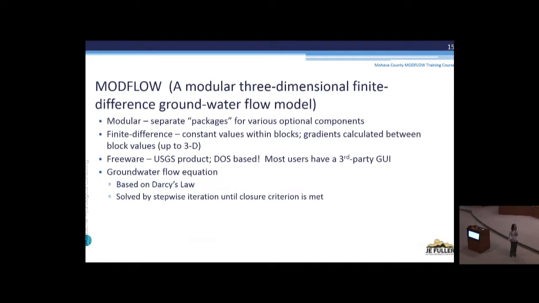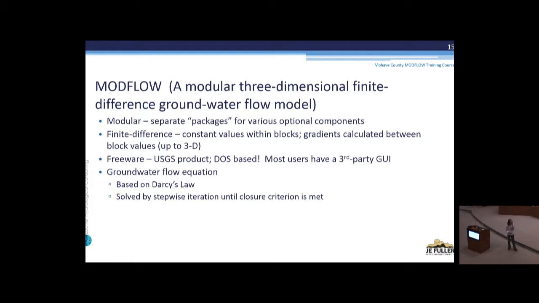It was one of the first numerical models created, and it was created by Harbaugh and McDonald, and they published their first report on it in 1988. So it's actually not ancient, at least to my standards, but it's been around a long time as far as modeling goes. MODFLOW stands for a modular, three-dimensional, finite difference groundwater flow model. So a lot to chew on there.